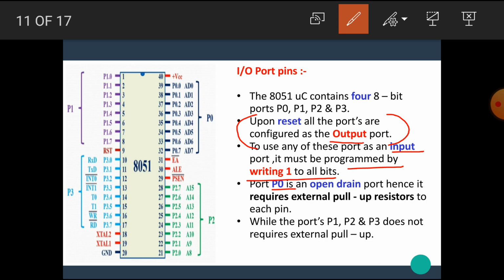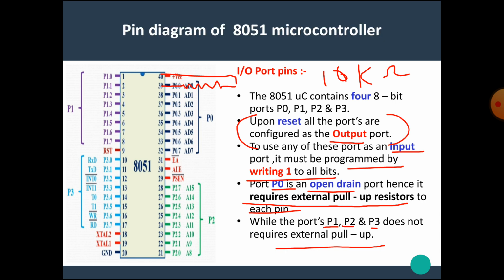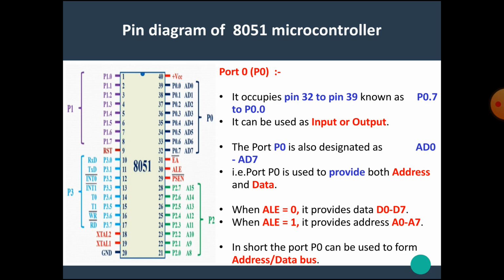Port P0 is an open drain port, hence it requires external pull-up resistors to each pin, while the ports P1, P2, P3 do not require any external pull-up resistors. The external pull-up resistors means a resistor which is connected to the VCC. The value of the resistor is 10 kilo ohm. Okay, now let's see the description of each port one by one.